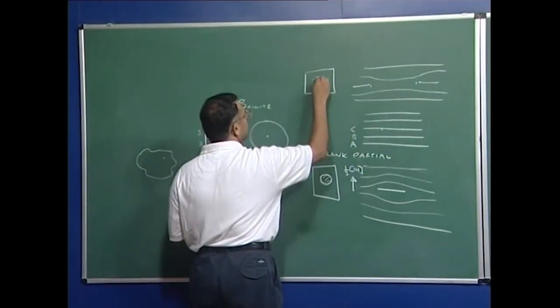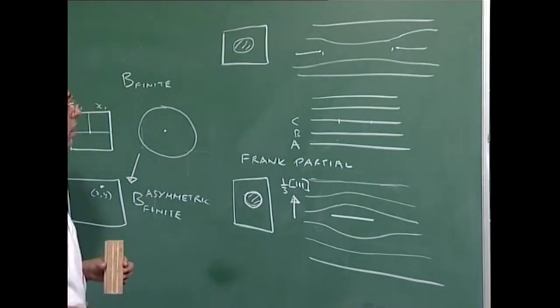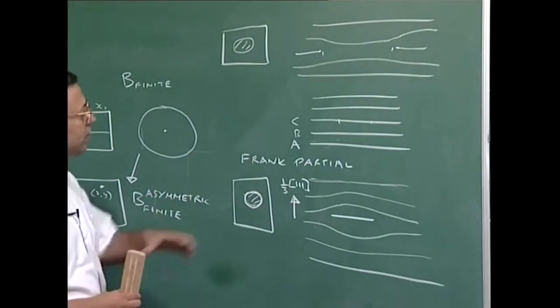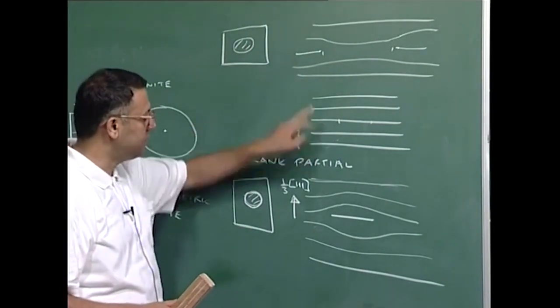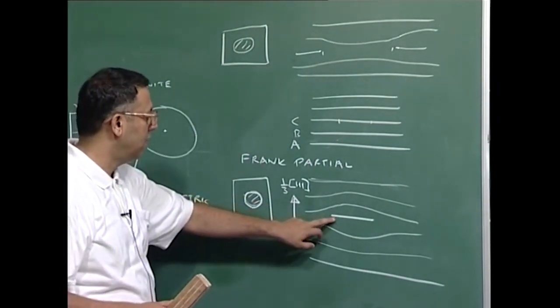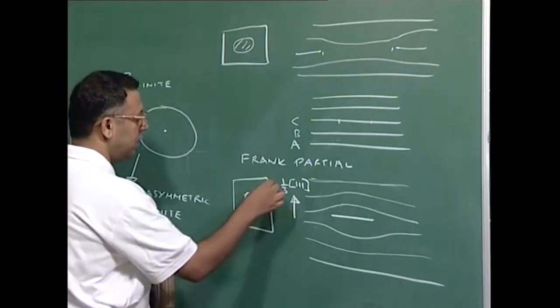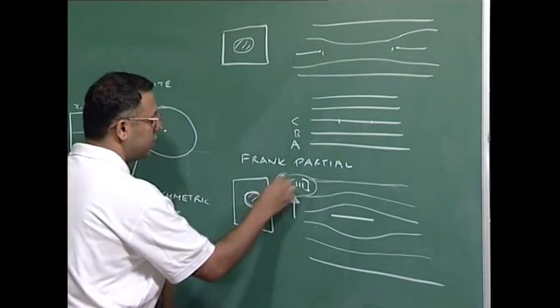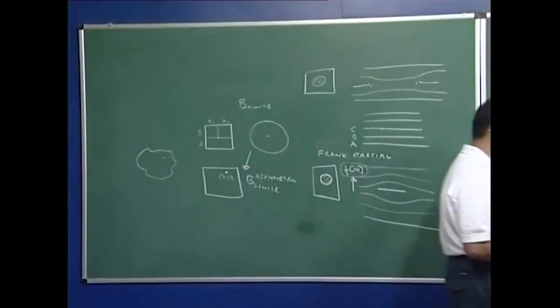So, this is a partial, a region where the disk is absent, and therefore this is also a Frank partial. This would be an intrinsic Frank partial dislocation, wherein I remove a disk of atoms, and this would be an extrinsic Frank partial, wherein I introduce a disk of atoms. You can notice that the Burgers vector for this partial is 1/3 1 1 1 and it does not lie on the slip plane.